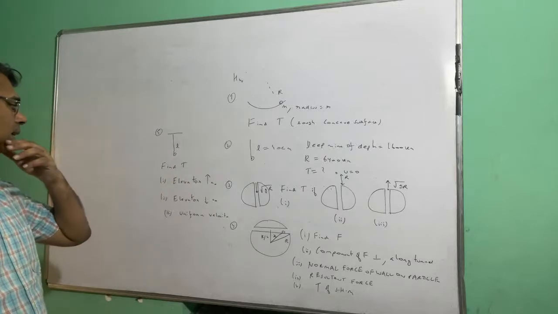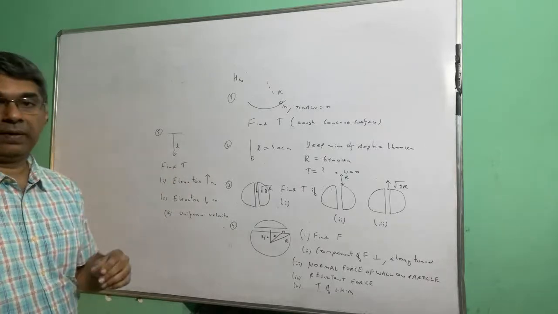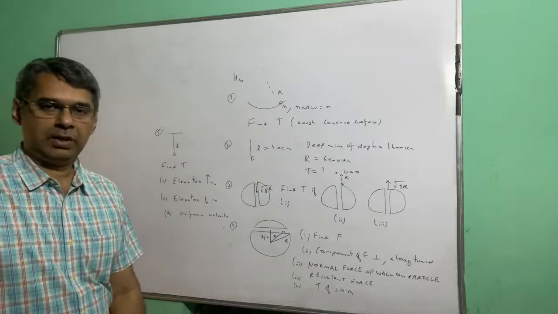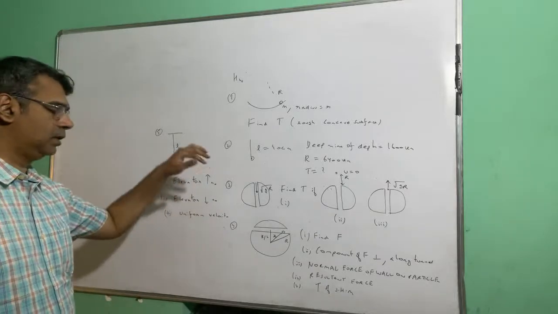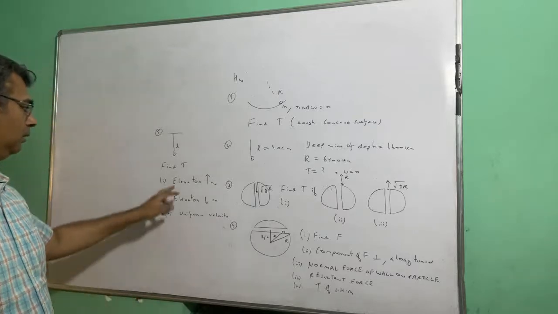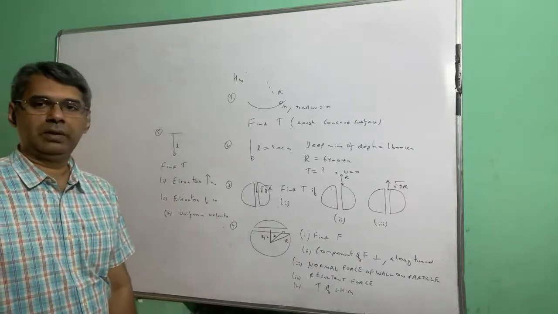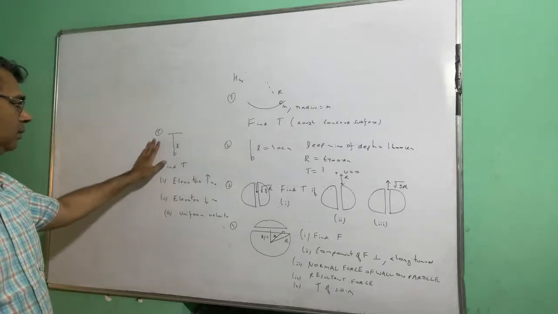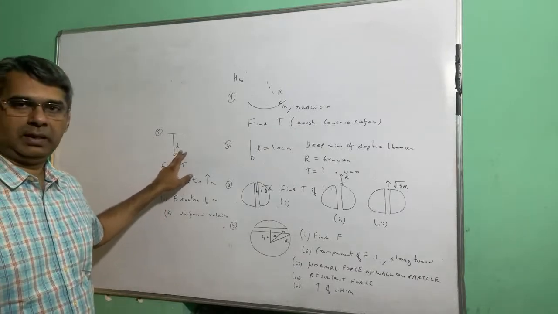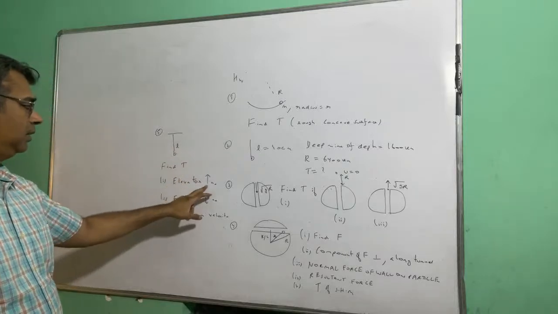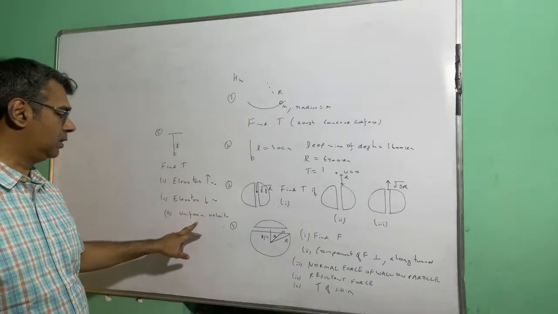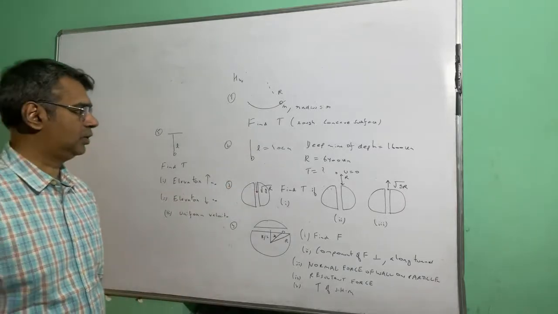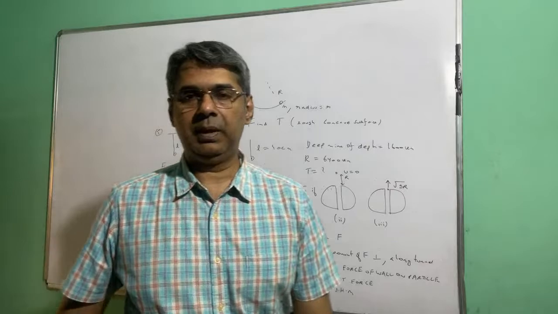Second, find the time period if the elevator is going up with an acceleration a0. Find the time period if the elevator is going down with an acceleration a0. Find the time period if the elevator is going with uniform velocity. So these are the questions of question number 5. So these are the 5 homework questions related to SHM applications.